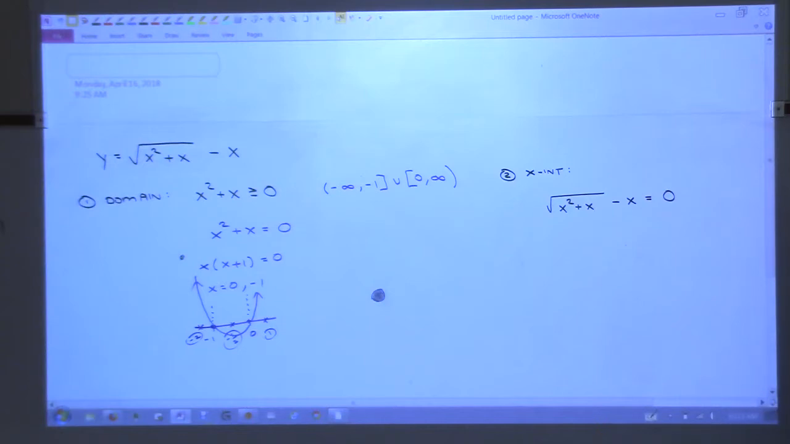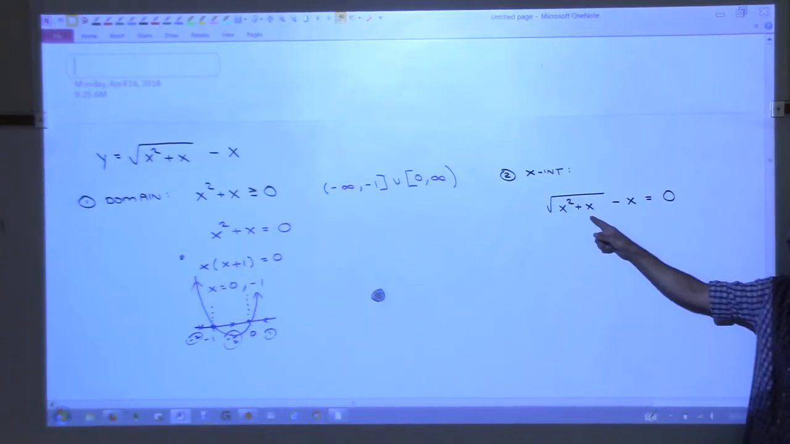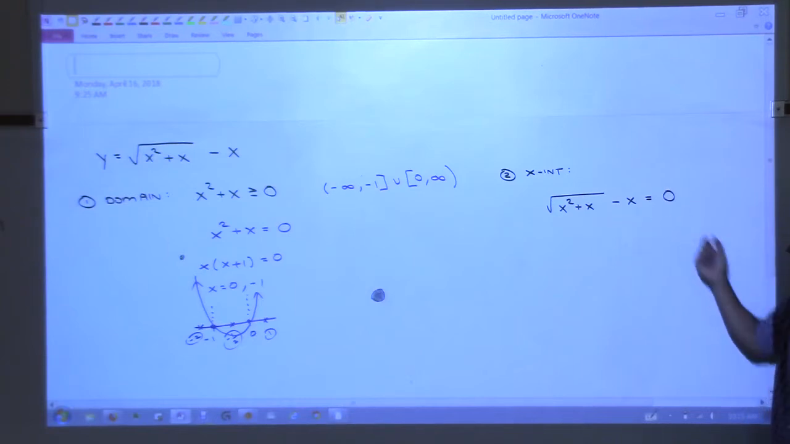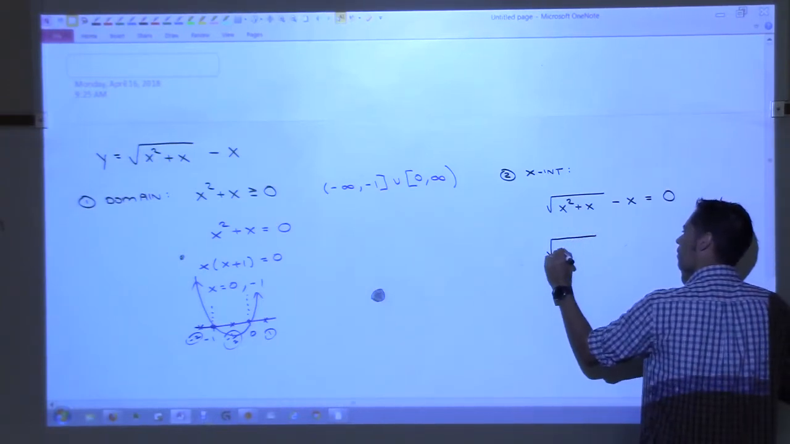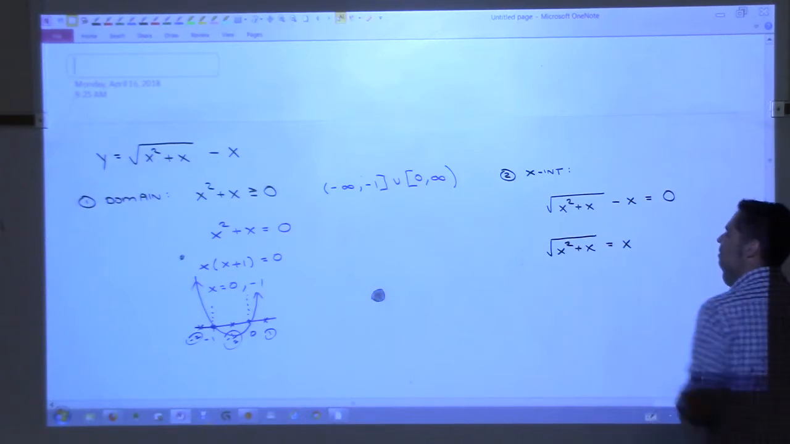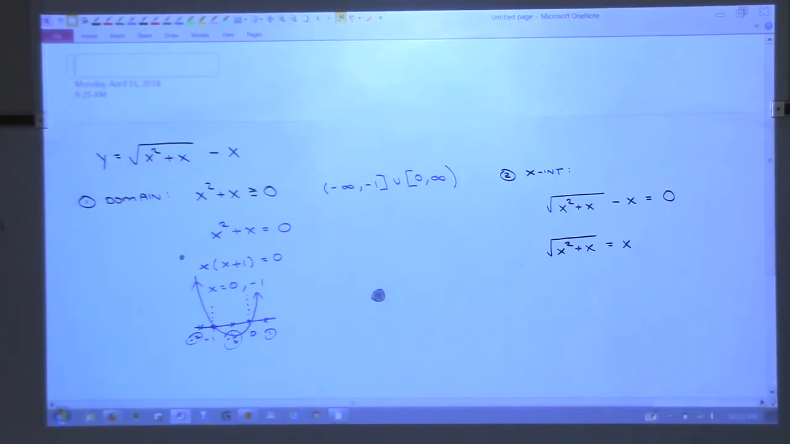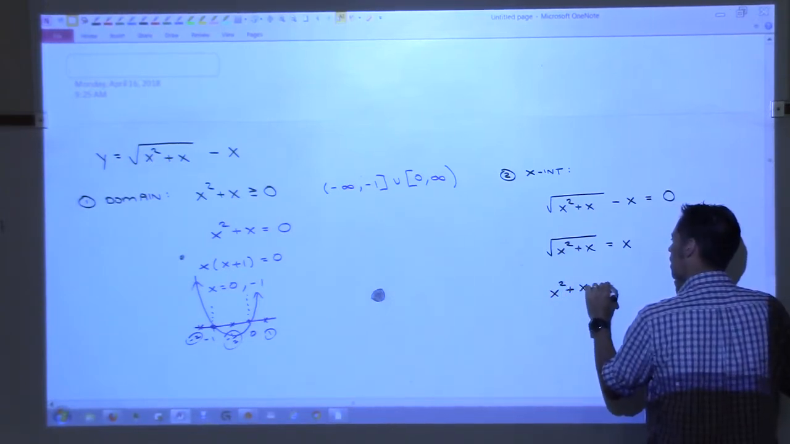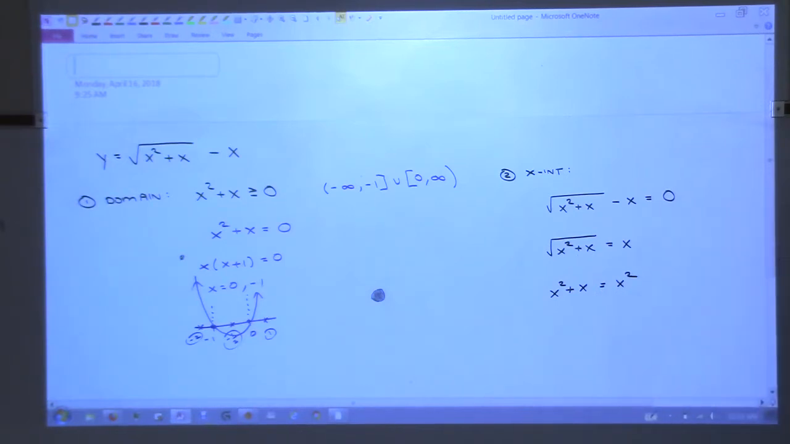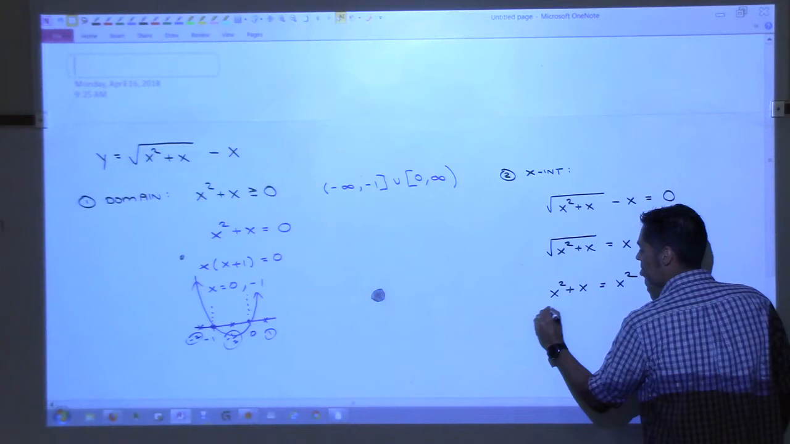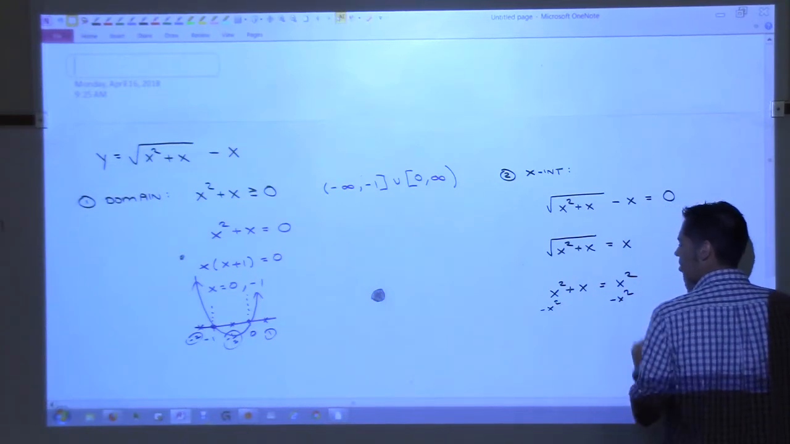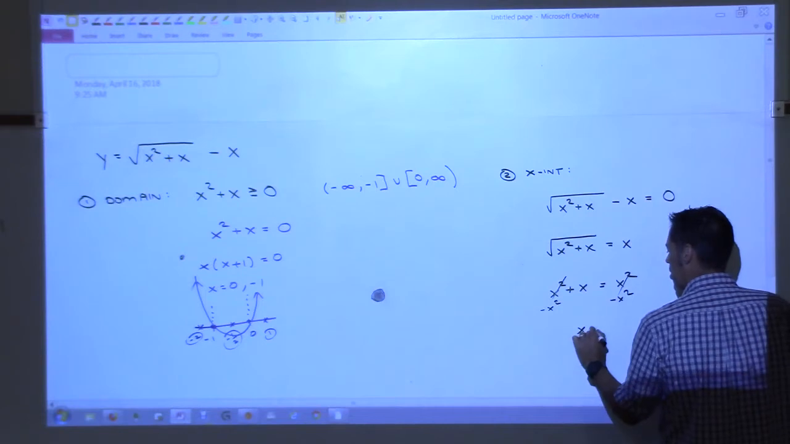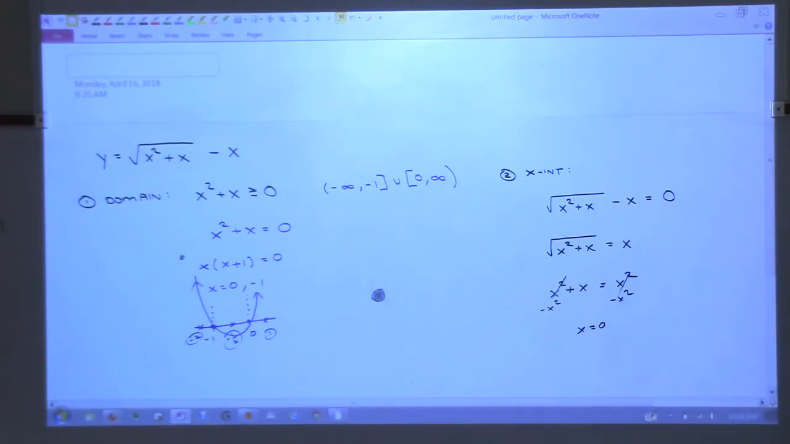The standard process is to isolate the root. Okay, get the root part by itself first. So move the x to the other side. And then, once you isolate the root, you square both sides. So if I square the left, I get x squared plus x equals x squared. And now you can minus an x squared on both sides. And you get x is what? 0. So you only have one solution here.